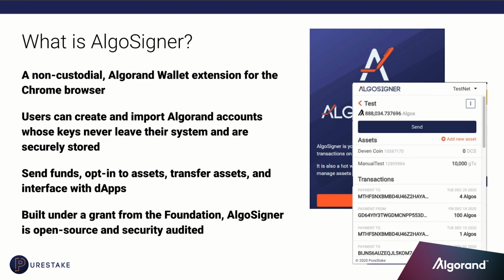And AlgoSigner is built from a grant from the foundation. It is open source. Everything that we do is available online for you. And we are regularly security audited. So we have an external firm that comes in and reviews our source code and works with us to make sure that there are no security issues. The code is well written and clean, and we have that process on a regular, ongoing basis.